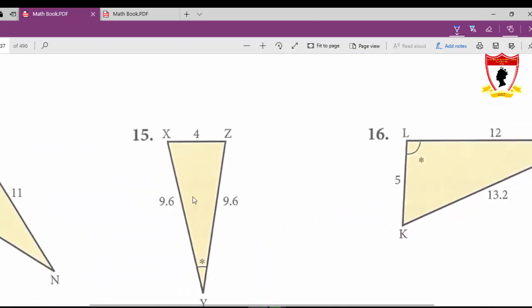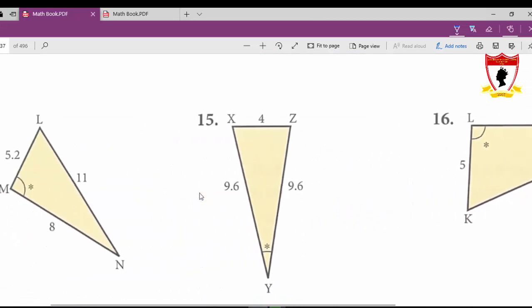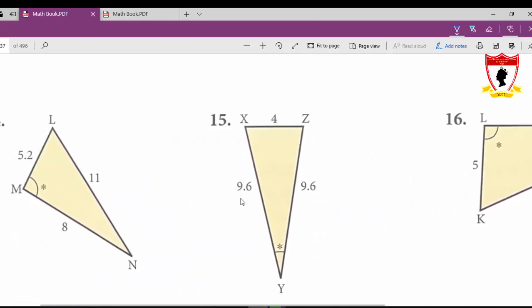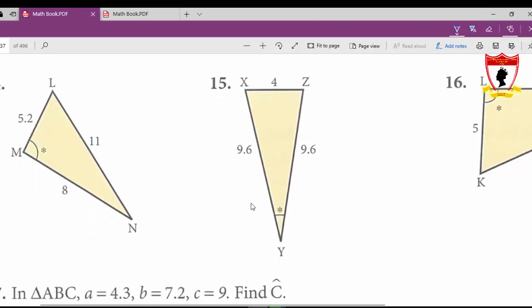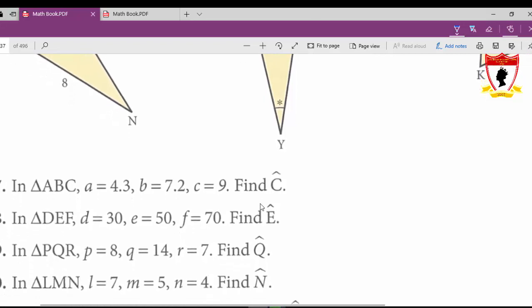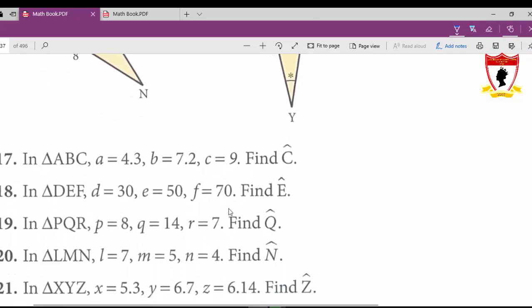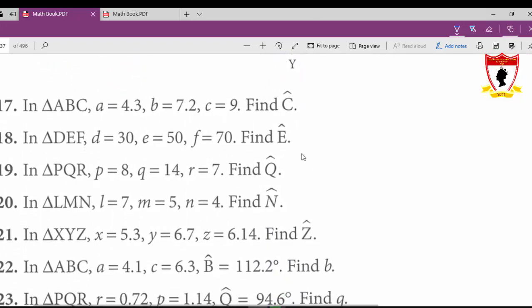Here again the same idea is repeating. Question 15 is also the same, but this triangle is isosceles. It's fine. The rule still works. And for such questions, as I told you, sketch the triangle and work on it. Let's do 17. Triangle ABC. Let's say this is the triangle A, B, C.